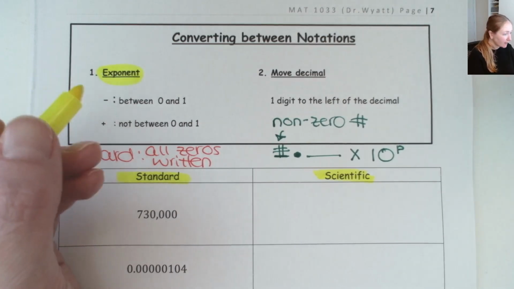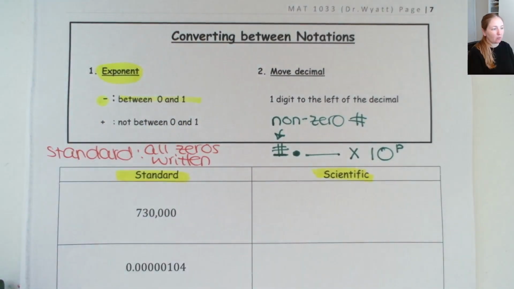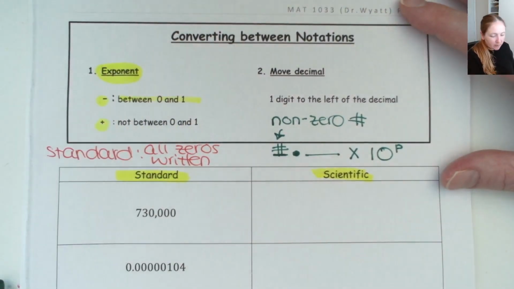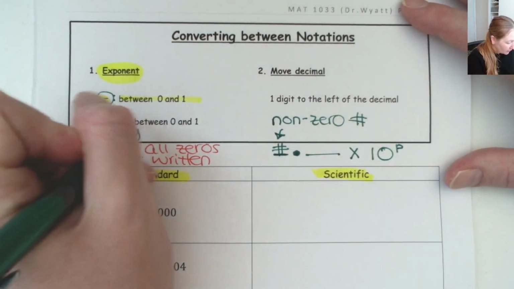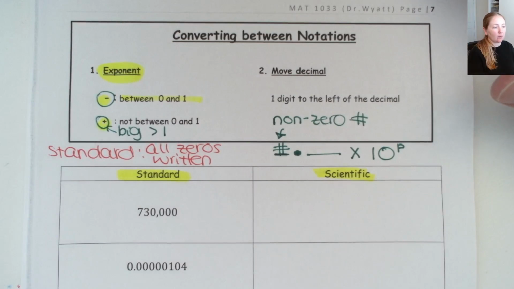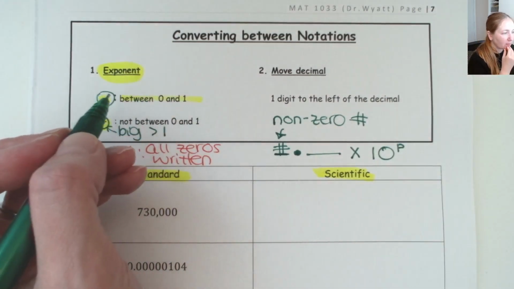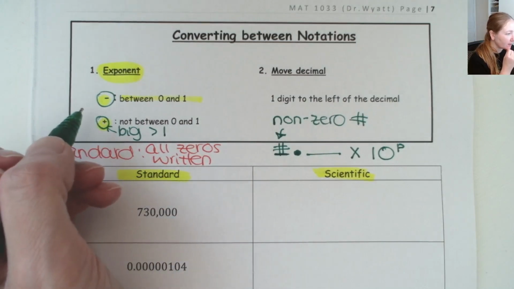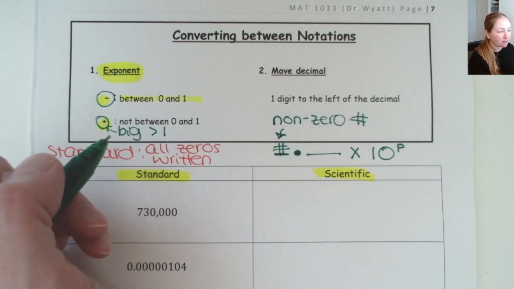A negative exponent is going to be if your number is between 0 and 1. I always think about a positive exponent as being if you have a big number, a number greater than 1. So if you have a small number between 0 and 1, it's a negative exponent. But if it's a big number greater than 1, then it's going to be a positive exponent.